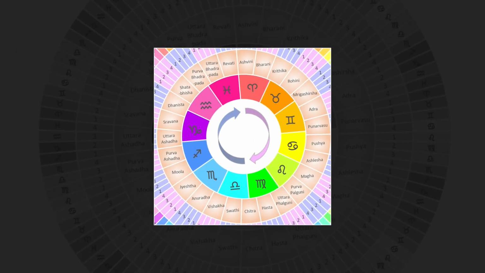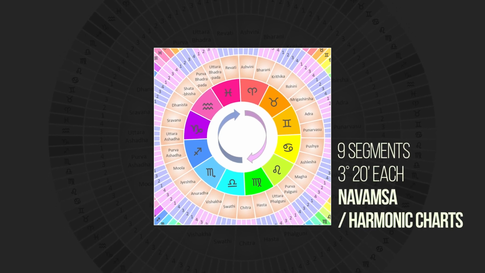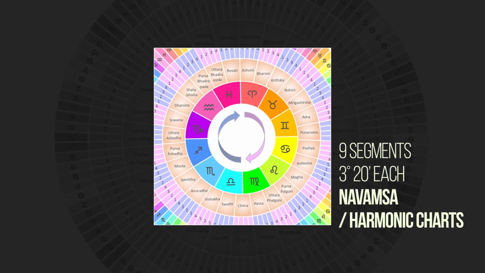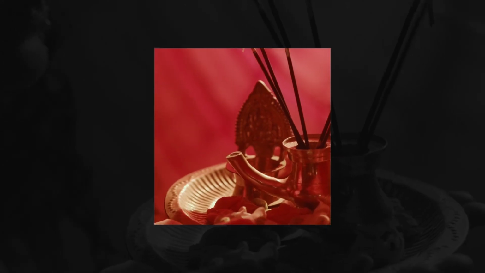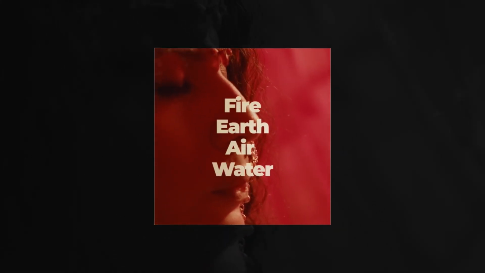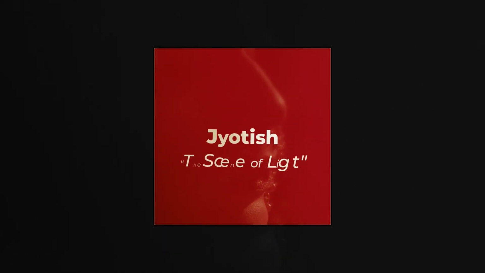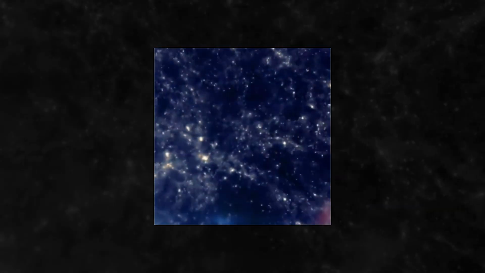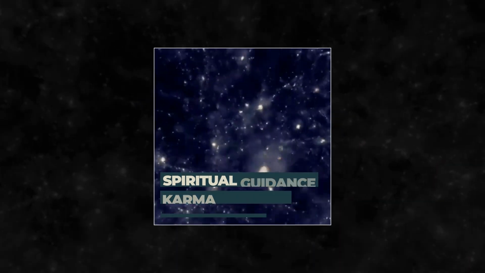Vedic astrology also divides each sign into 9 segments of 3 degrees 20 minutes each, called navamsas or harmonic charts. Each navamsa has a sub-ruling planet associated with it. Vedic astrology assigns meanings and characteristics to each sign, nakshatra and navamsa based on their ruling planets, deities and elements: fire, earth, air and water. Vedic astrology is also known as Jyotish, which means the science of light. Vedic astrology is mainly used for spiritual guidance, karma analysis and life purpose.